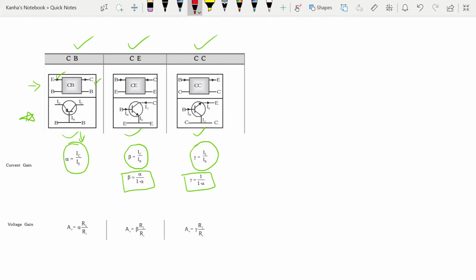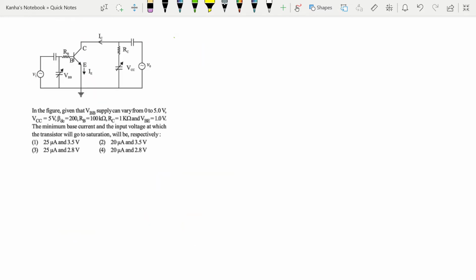These relations between alpha, beta and gamma are very important because sometimes there are direct questions from these. So beta is equal to alpha by 1 minus alpha, and gamma is equal to 1 by 1 minus alpha. These two equations should be remembered by you. The voltage gain is nothing but alpha, the current gain, times RL by RI. Similarly, for the second case we will have beta times RL by RI, and for the third case gamma times RL by RI, where RL is the load resistance.